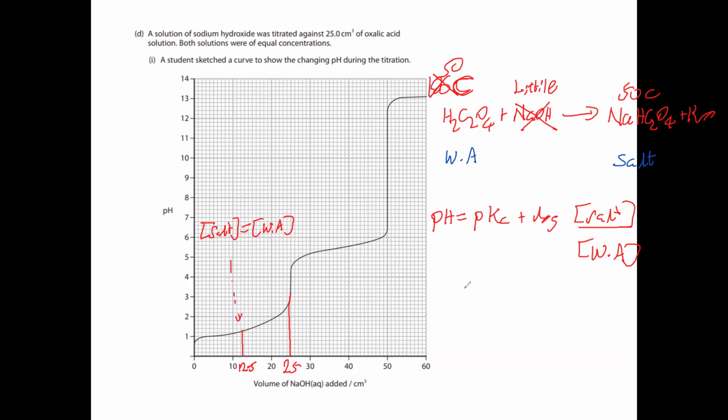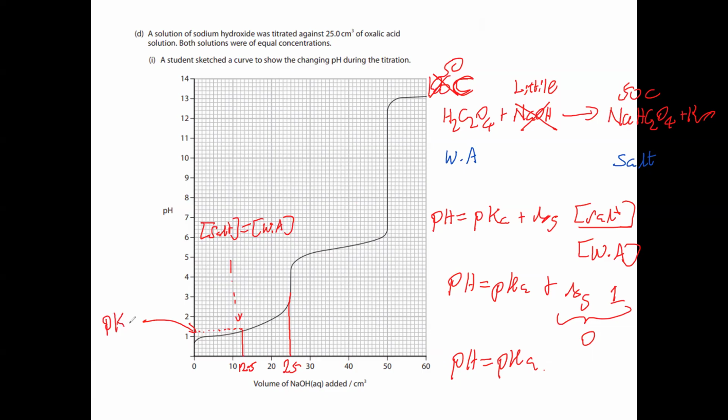So if the concentrations are the same, pH equals pKa plus log of salt over weak acid, and since they are equal, that means log 1. Log 1, if you type it in the calculator, is 0. That means at the half neutralization point, pH equals pKa. If I find volume 12.5 and read this pH value, you get the pK value. If you know the pK value, you can take the minus antilog to find the K value. That's the first K value.